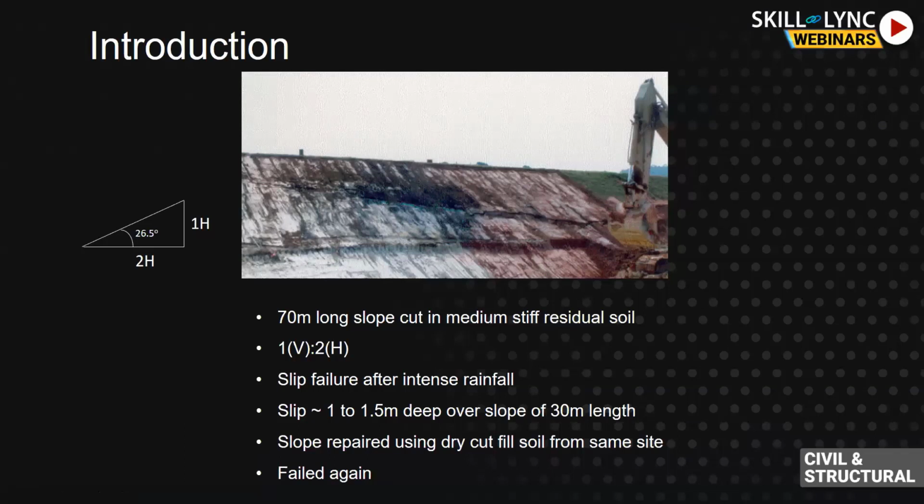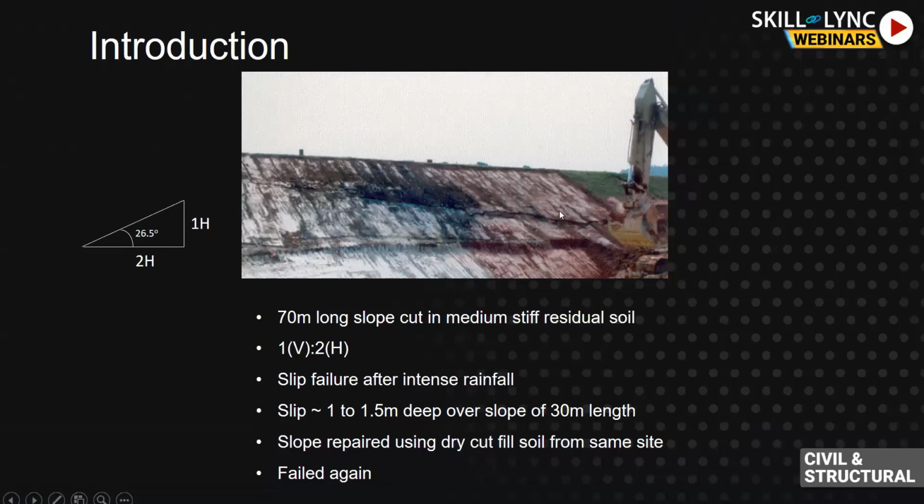This slope was cut in medium stiff residual soils. I'll be touching upon what residual soil is for those who are not aware. What happened was, while they were constructing this, when they cut the slope and were doing all the activities over the site, there was intense torrential rainfall. After a period of this intense rainfall, a slip failure occurred on site. It caused a dish-like failure for a stretch of about 30 meters. If you can imagine it on a cross section, it was failing like a dish here.